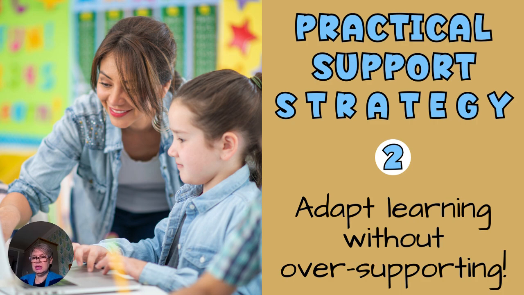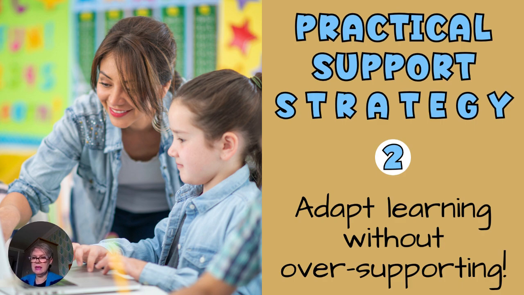Practical support strategy 2, adapt learning without over-supporting. A common concern for TAs is that you want to support without your students becoming too dependent on you. So here are 3 actionable strategies. 1, break instructions into small, manageable steps. 2, use scaffolding techniques. So for instance, sentence starters, word banks, number lines, or any appropriate resource that promotes independence or helps them to actually take part in the activity.